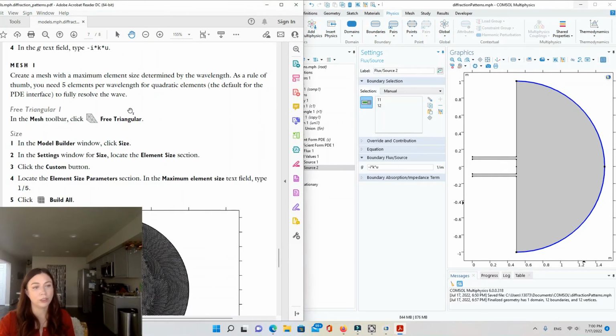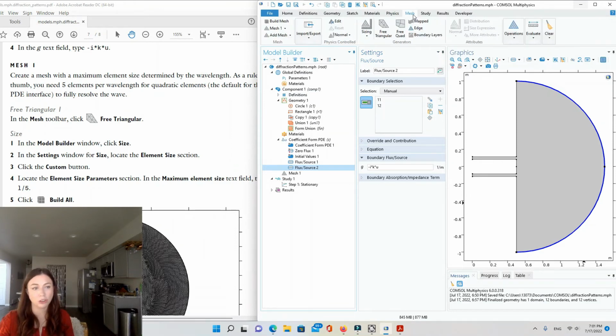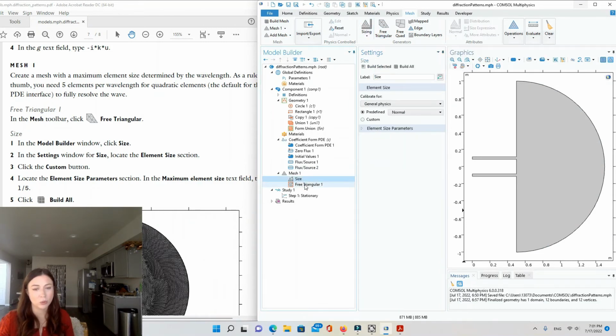Alright, now we're going to create a free triangular mesh, with a maximum element size determined by the wavelength. As a rule of thumb, you need 5 elements per wavelength for quadratic elements, the default for the PDE interface, to fully resolve the wave. In the mesh toolbar, click free triangular. Then in the model builder window, click size. We're not adding a size, we're going to the default size nested at the same hierarchy as free triangular.